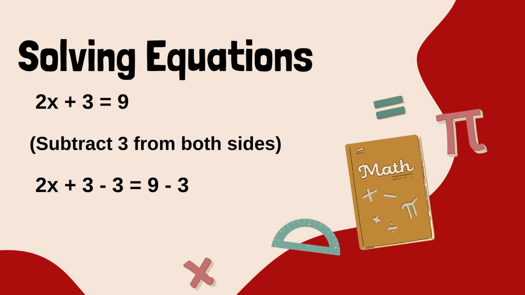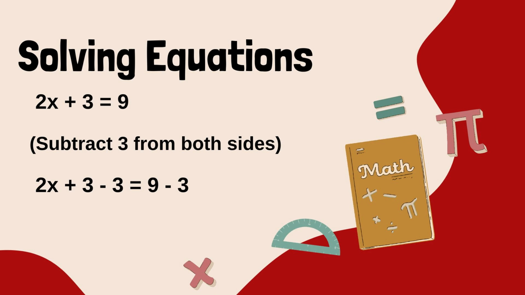This one, I have 2x plus 3 is equals to 9. Remember, I'm trying to solve for x. So the first thing I'll do is I would make sure that I have just the unknown variables on one side and then the known variables on the other side. So all the other numbers, I'll take it to the right hand side of the equation. So to do that, I'm going to subtract 3 from both sides of this equation. So I have 2x plus 3 minus 3 is equals to 9 minus 3.